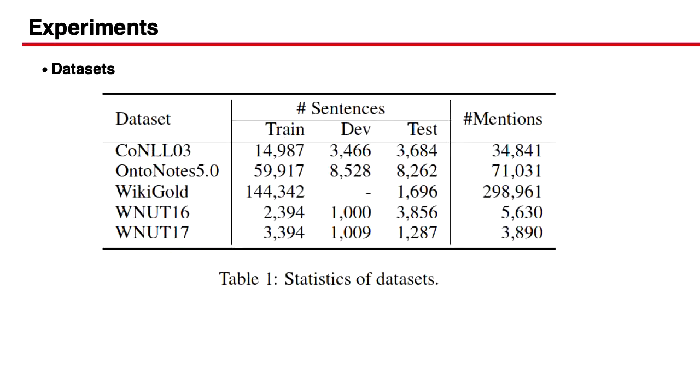We use 5 popular benchmark datasets to ascertain the effectiveness of our approach. Because our task is boundary detection, we ignore entity types in all datasets. This table shows the statistics of the datasets. The first 3 datasets are formal text. The last 2 datasets are informal text, which are from Twitter.